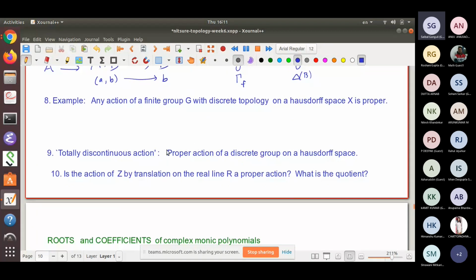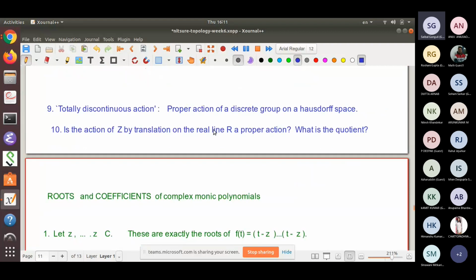So this brings us to an old terminology called totally discontinuous action. If I have a discrete group acting on a Hausdorff space, and if that action is proper, it's called a totally discontinuous action in old topology books, which were written before all this technology came about. So my question to you: is the action of Z by translation on the real line R a proper action, and what is the quotient? This is homework.